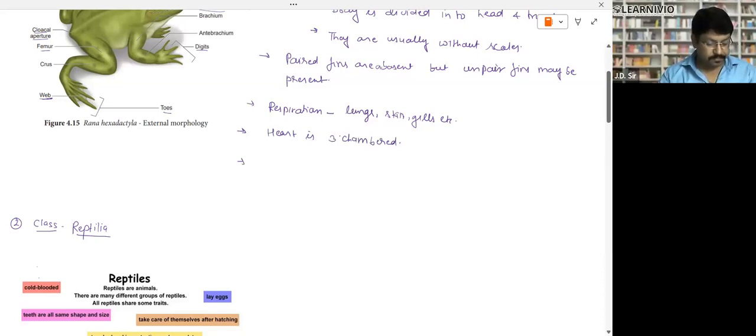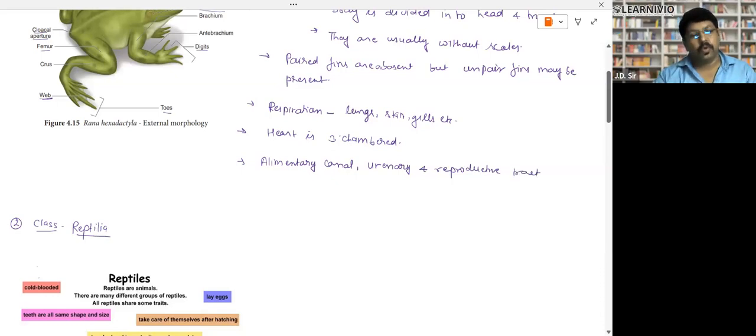And the alimentary canal, urinary, and the reproductive tract open into a common opening called the cloaca, right?